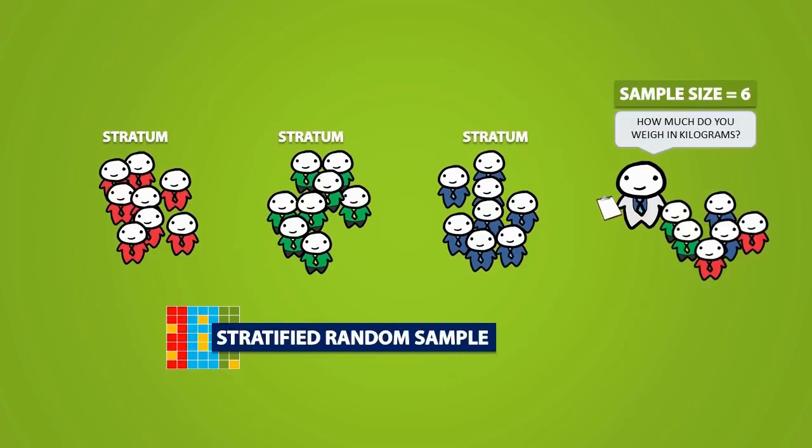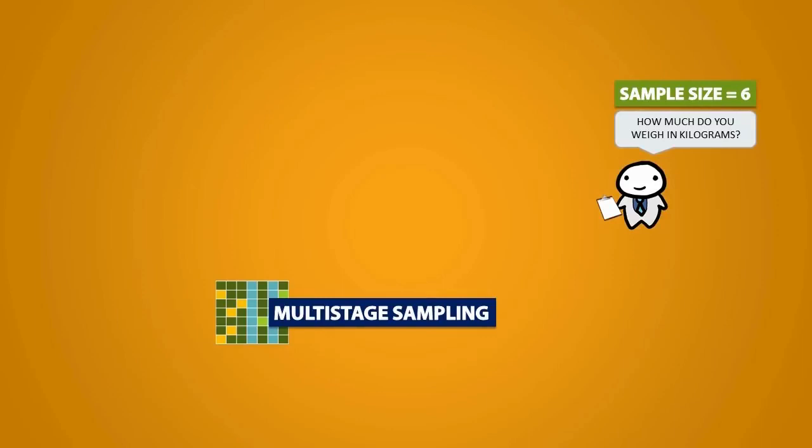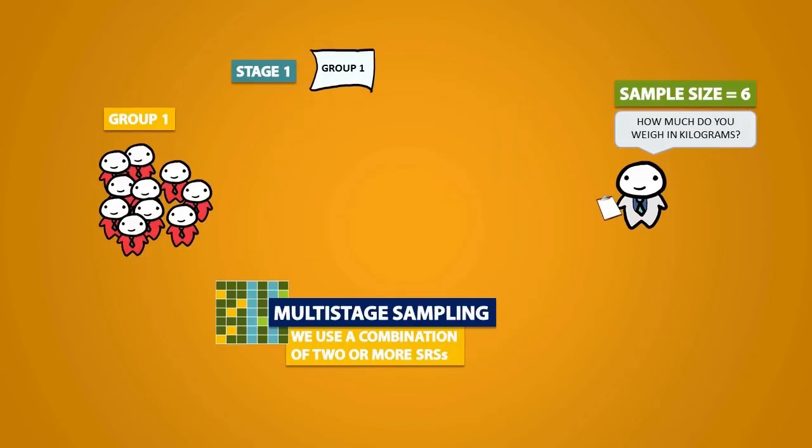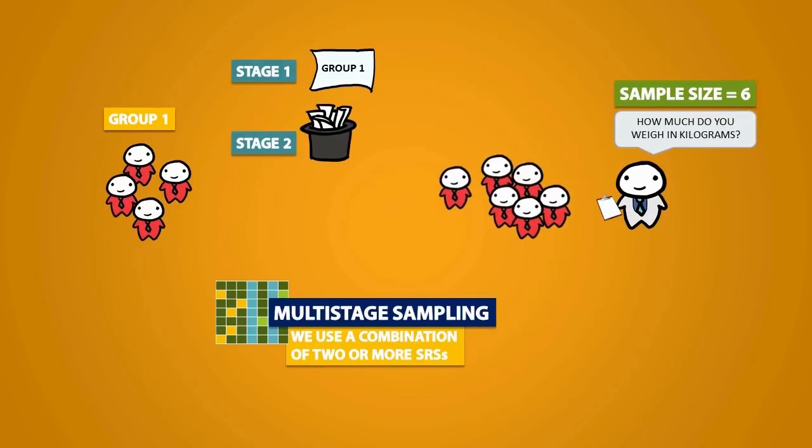The last type of sampling is called multistage sampling. For multistage sampling, we use a combination of 2 or more simple random samples. As the name suggests, multistage sampling means you have to go through different stages to find where your sample comes from. For example, if we have 3 groups, stage 1 could be selecting which group will be picked using an SRS. Let's say that I picked group 1. Then that means I would only look at group 1. Then for stage 2, I would do another SRS to get the 6 random people.